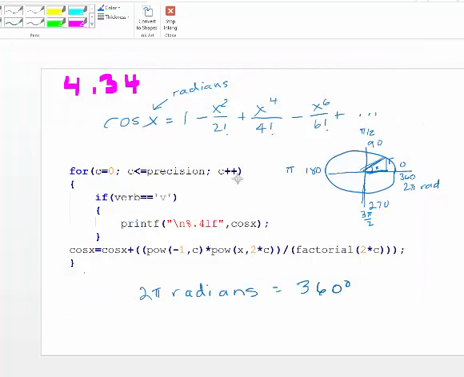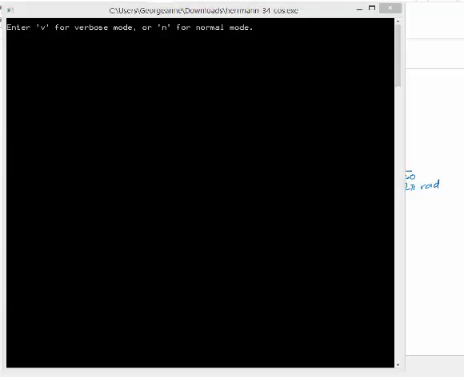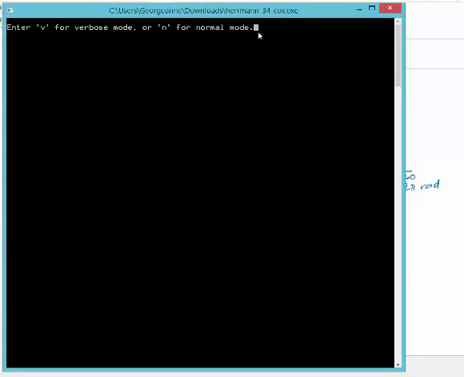Oh, Nick, your program crashed. You must have made that be integer numbers. Okay, then hang on a minute. Let me open the program. Okay, here's Nick's program again. Enter V for verbose mode. Enter how many radians. Let's just say 1 radian.